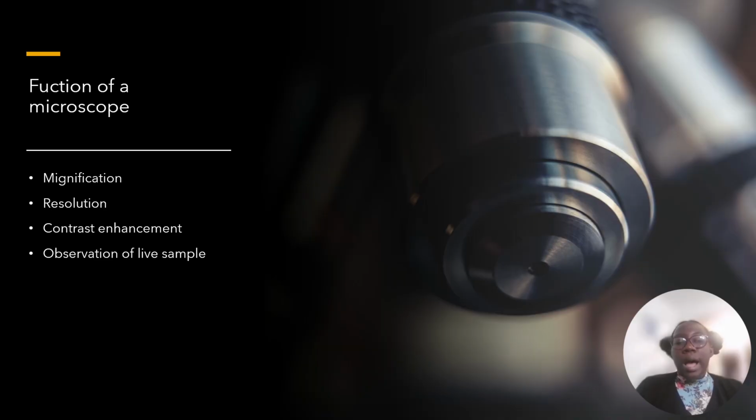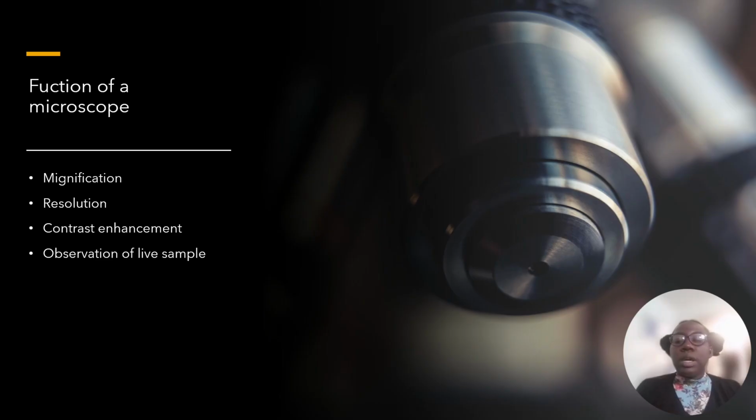The microscope has different functions, but the essential function is to magnify, and it has a function of resolution. It gives contrast enhancement and observation of live samples. The microscope that we usually use for students provides only two of those characteristics. Magnification, so that you can see the element bigger. You can see the little cells that are measured in micrometers, and you can see them big through the microscope.